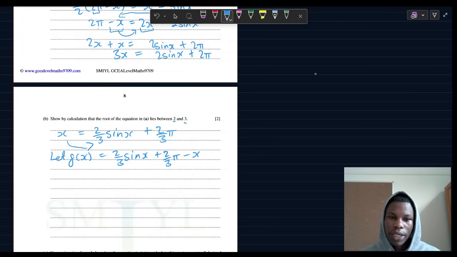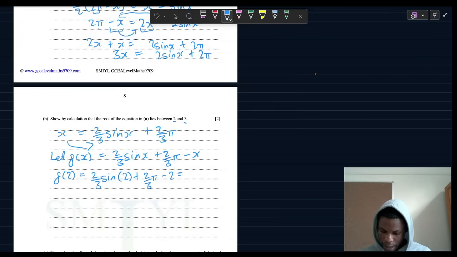And then we're going to evaluate f of 2 and f of 3. And if there is a sign change, that means there has to be a solution. So f of 2 is equal to 2 over 3 sine of x being 2 plus 2 over 3 pi minus x is 2.